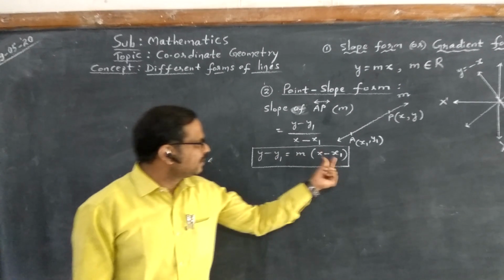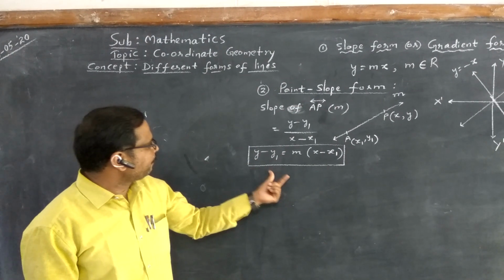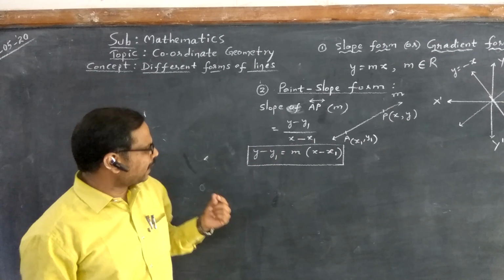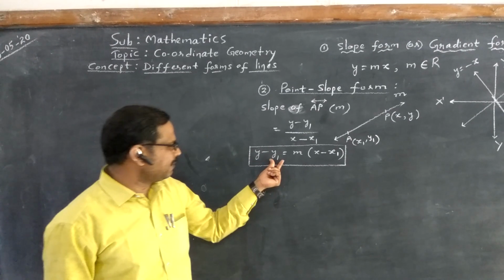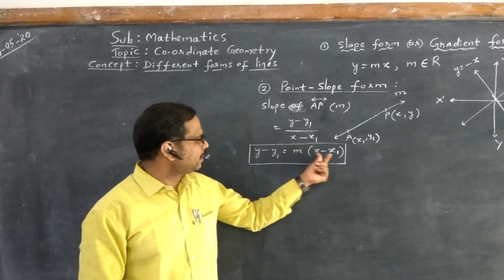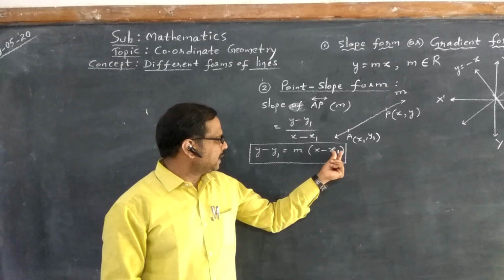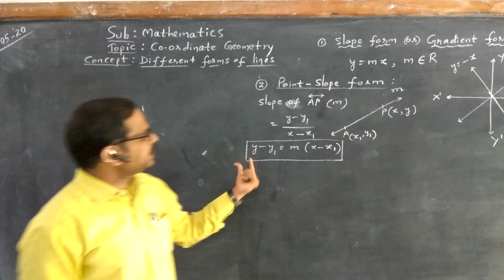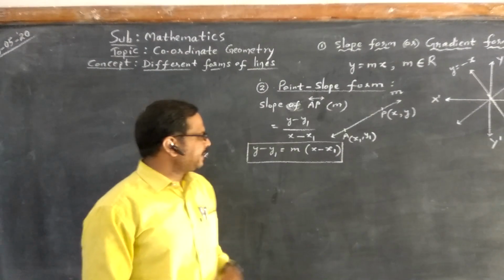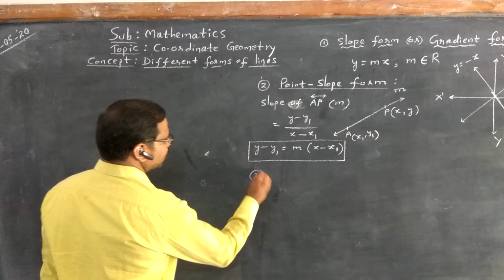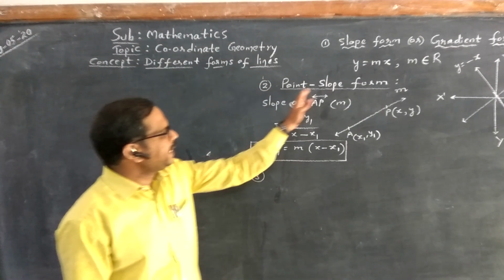Whenever we are given one point and slope, we can find the equation of straight line by using this formula. y - y1 = m(x - x1), m means slope. Slope will be given in the problem. x1, y1 also will be given in the problem. So by using this, we can find the straight line. Right? So, third one. This is one point and slope.